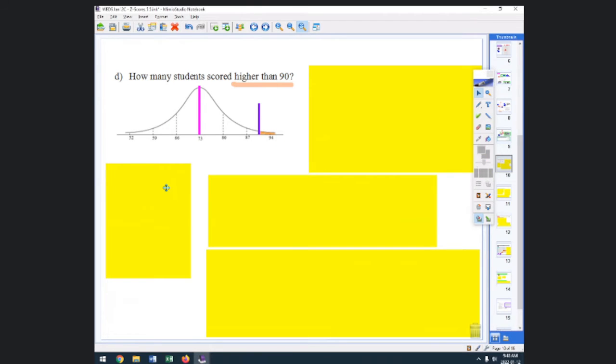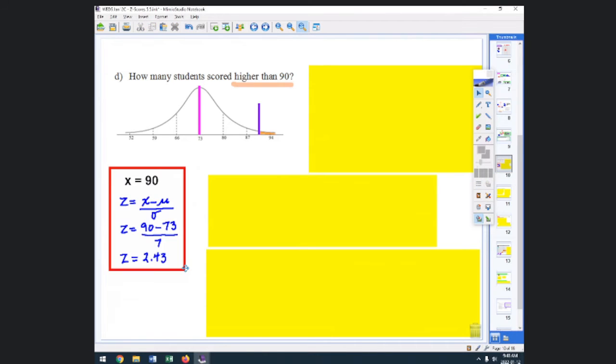I'm going to start off the exact same way. So to get the z-score at 90, which is my data value, I get 2.43. Well, this is z equal to 1, this is z equal to 2, and this is z equal to 3. So should the answer be between 2 and 3? Yes, here it is.